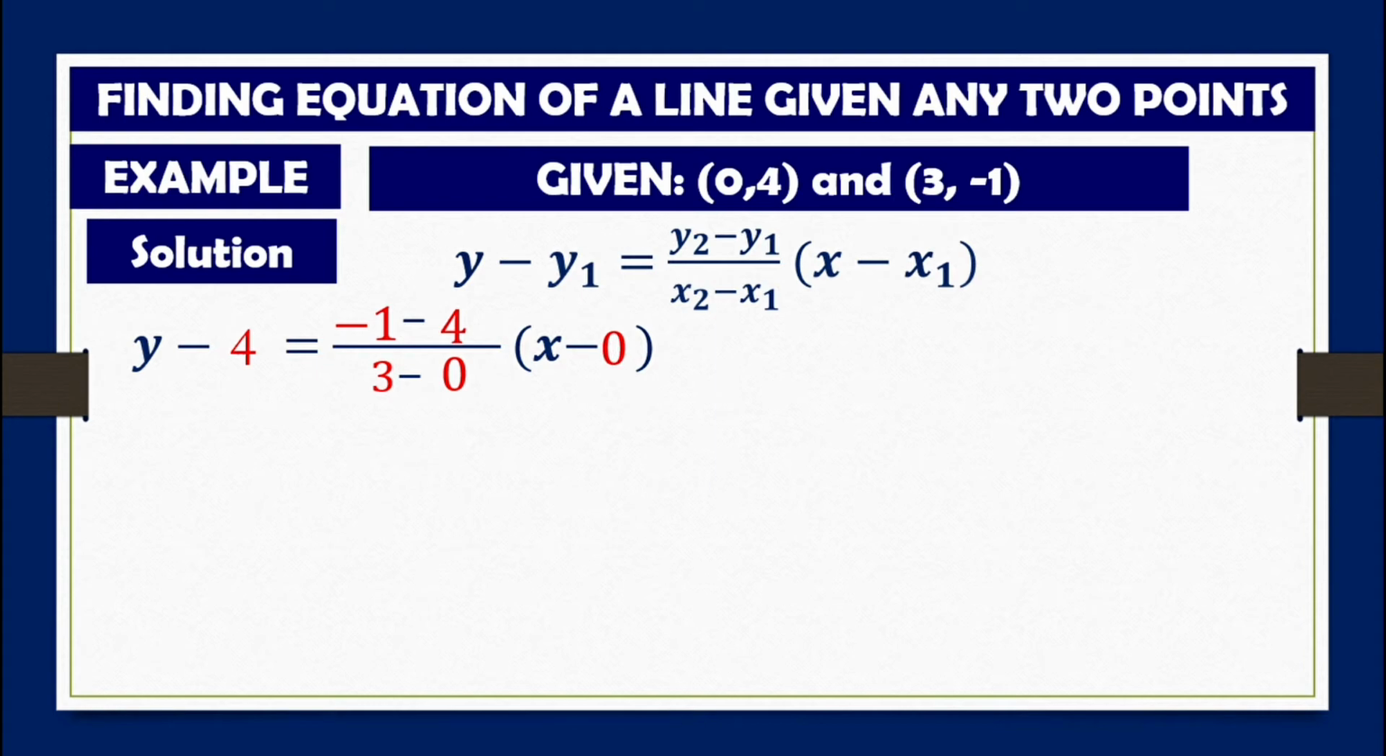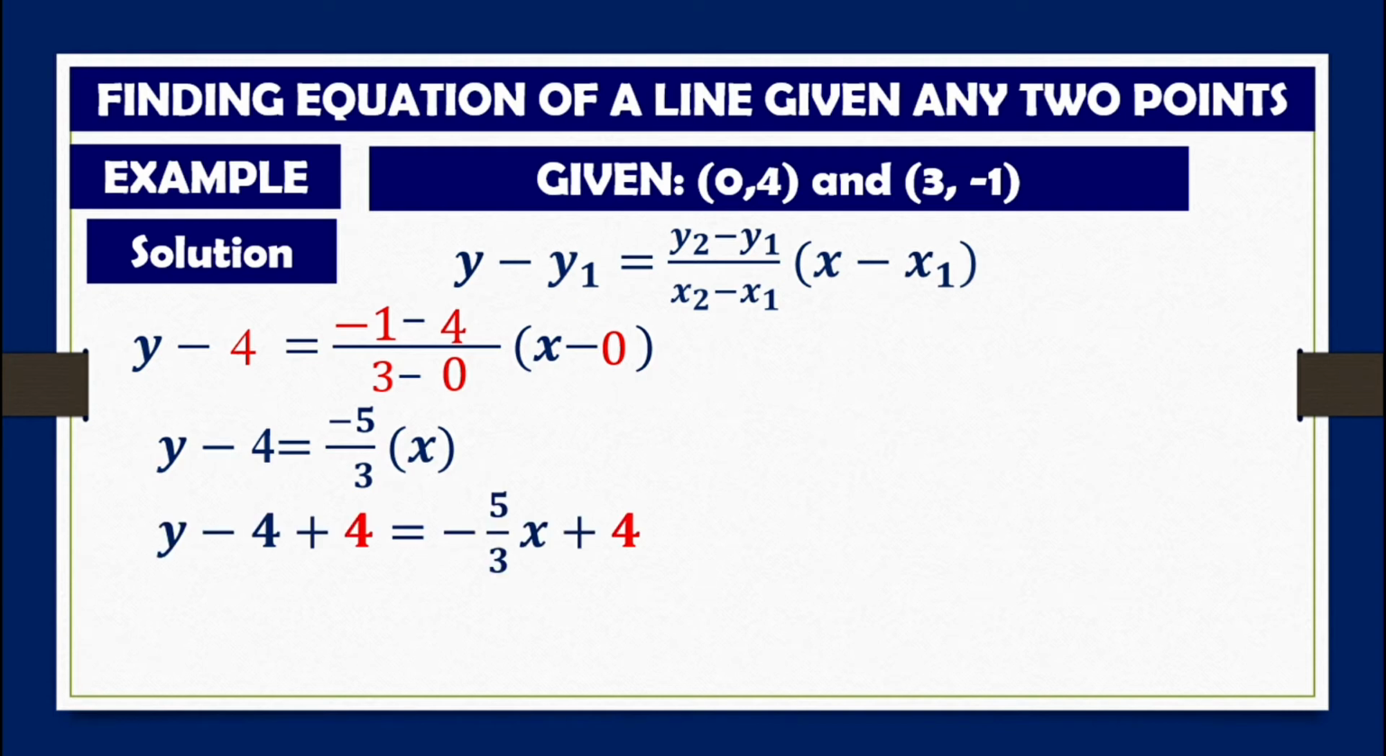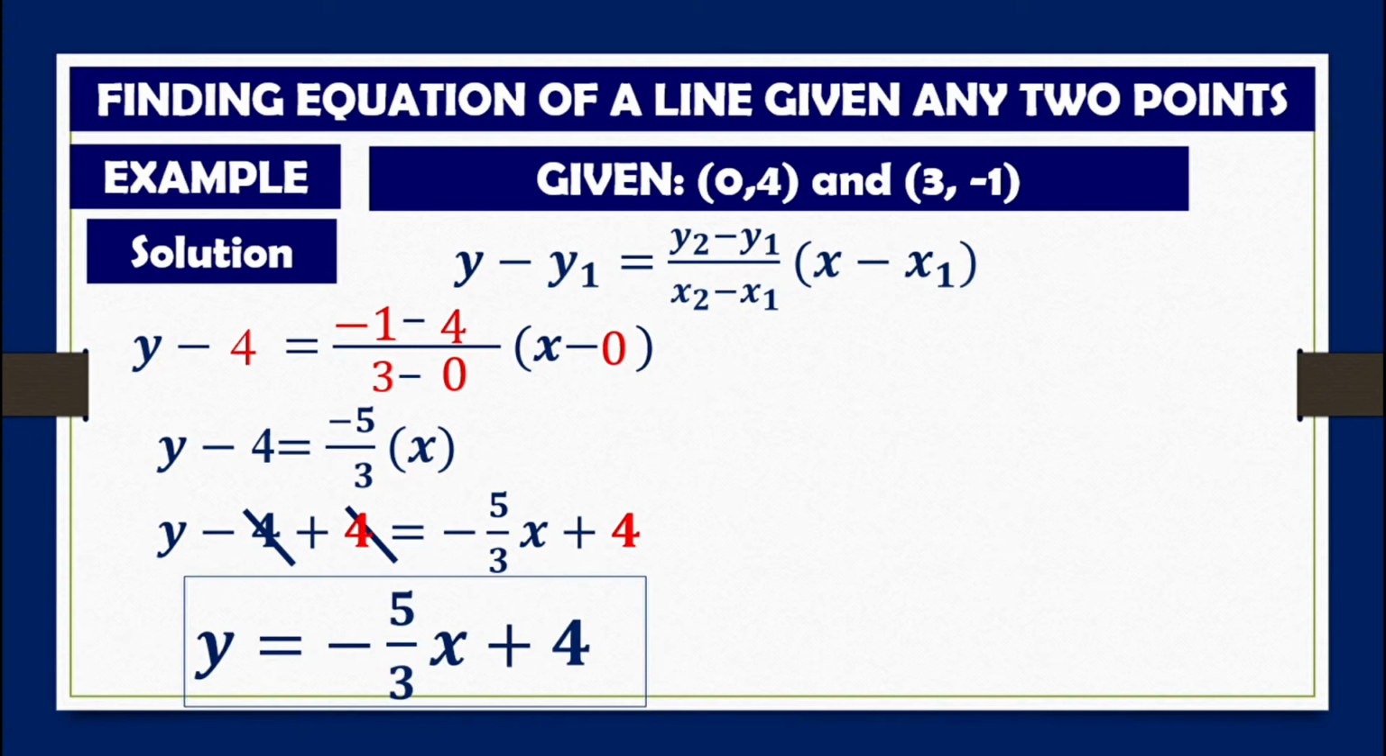Simplify our given equation. Y minus 4 is equal to negative 5 over 3 times x. Negative 5 is a result when we combine negative 1 and negative 4, 3 is a result when we combine 3 and 0, and x is a result when we simplify x minus 0. Then, get rid of negative 4 on the left side of our equation using the addition property of equality. So, we will eliminate 4 on the left side of our equation. It will lead us to the final equation of our line, which is y equals negative 5/3 x plus 4. And this is considered as the answer.